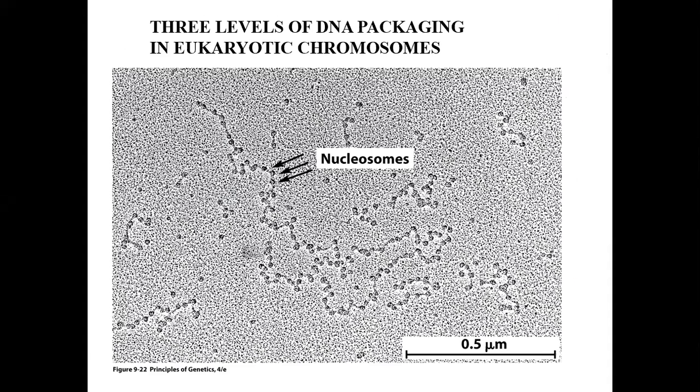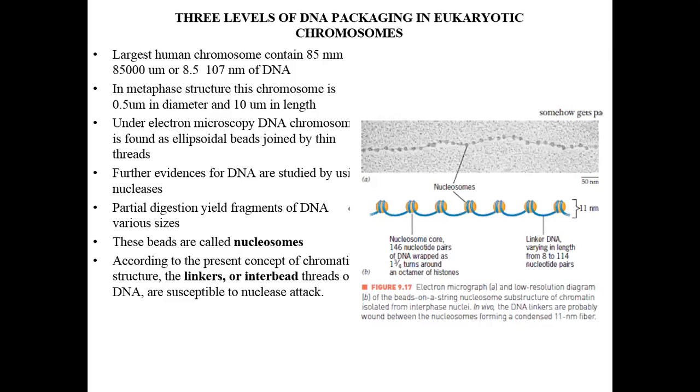There are three levels of DNA packaging in the eukaryotic chromosomes. This is the electron micrograph of the nucleosomes. The largest human chromosome contains 85 millimeters, or you can say 85,000 micrometers, of DNA. In metaphase structure, this chromosome is 0.5 micrometer in diameter and 10 micrometers in length.